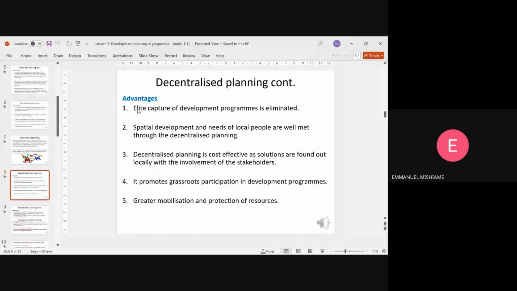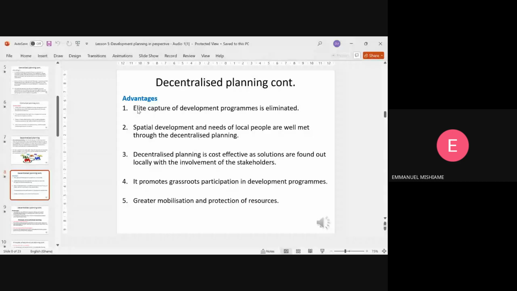Secondly, spatial development and needs of local people are well met through decentralized planning. So the local people eventually have their views addressed or taken care of because you are present when everything is going on. If it is the problem of bad roads, you are present, and so you are going to take part in the decision making. If it is water that you need, you are present in the meeting, and so you can then speak.